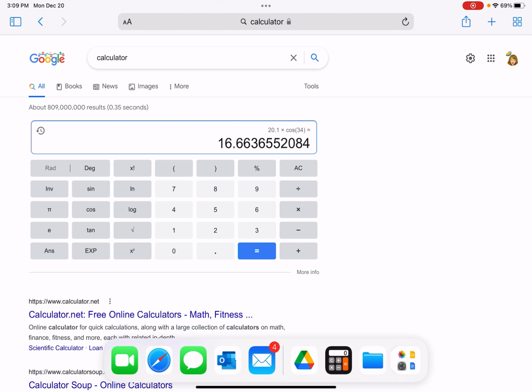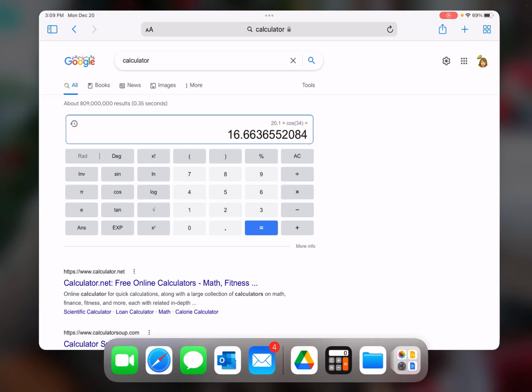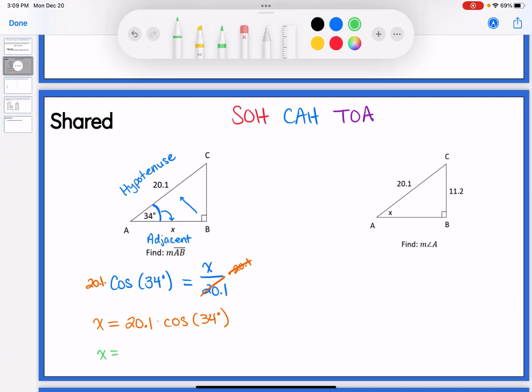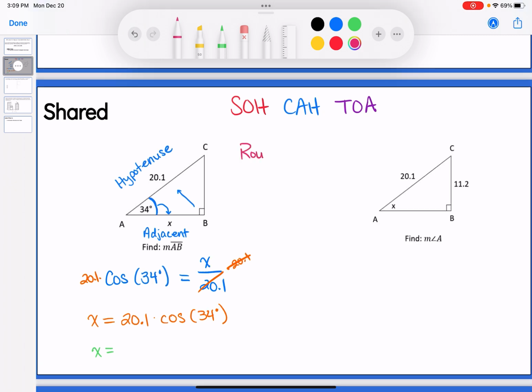So I get 16.6636. Every time that you have a trig ratio, I shouldn't say every time, but almost all the time, your trig ratio is going to come out to a really crazy decimal. It's going to be an irrational number, and you're going to have to round it. It should tell you on every single problem what you are rounding to. So read carefully. In this case, let's round to the nearest hundredth. Hundredth is 2 decimal places.